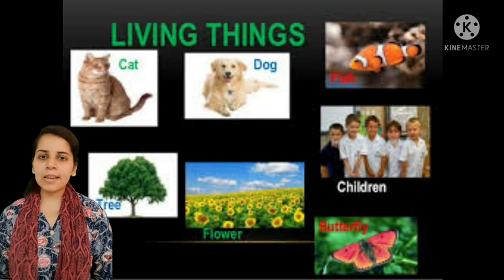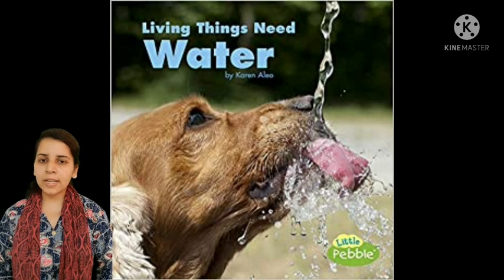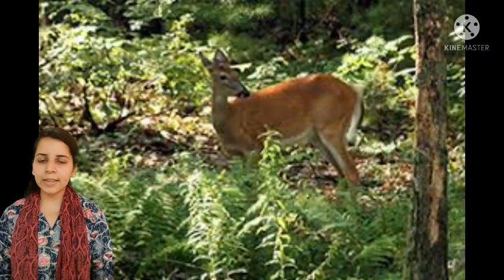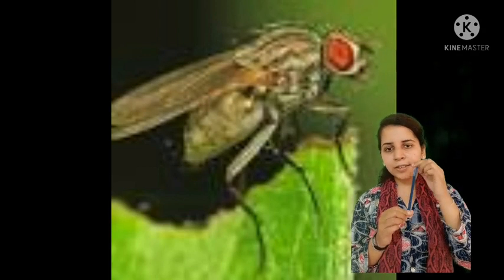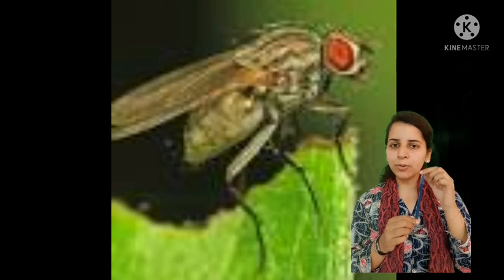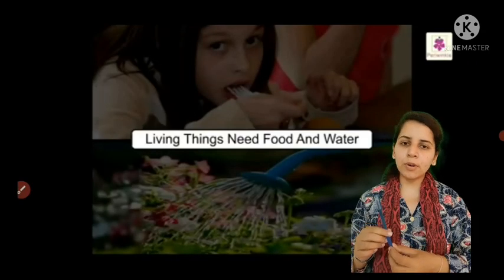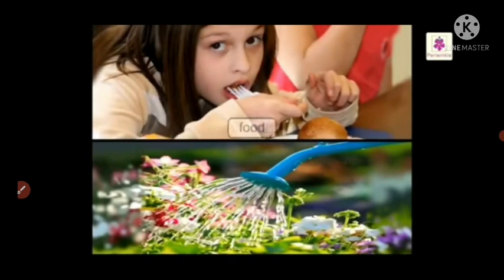So the next feature is that living things need food and water. So students, to survive we need food and water because we get energy from food. Plants prepare their food from water and sunlight, and animals get their food from plants and other animals, right? So students, what about this pen? Does it need food and water to survive? No, it doesn't need food and water. So non-living things don't need food and water to survive, right? All living things need food and water to live.